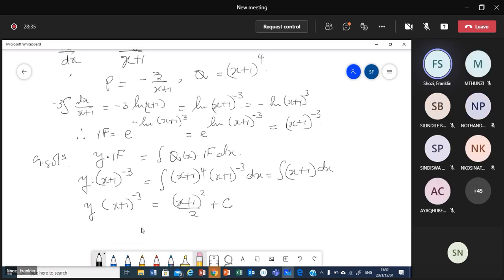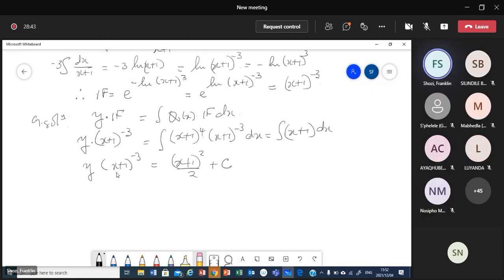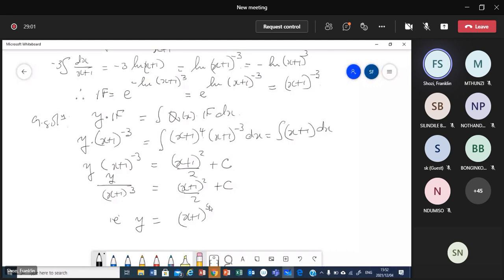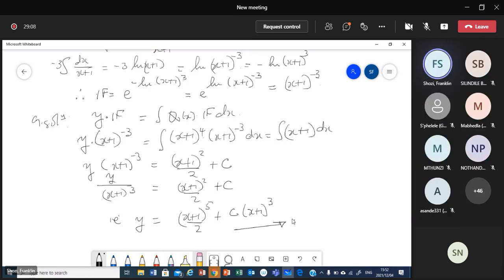But take note that this is just x plus 1. This is y over x plus 1. Perhaps if I may write that, this is just y over (x plus 1) cubed is (x plus 1) squared over 2 plus c. Make y the subject of the formula by multiplying. So that will be (x plus 1) to the power what? 5 over 2 plus what? c into (x plus 1) cubed. That should be your answer.